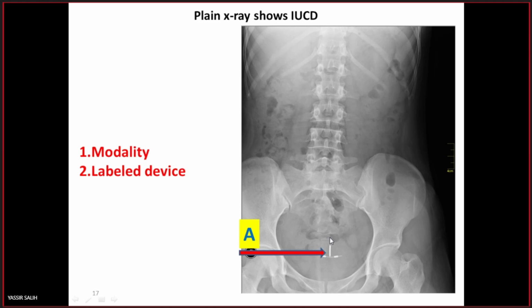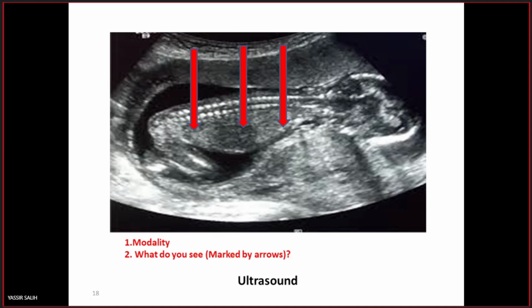Give the name of the labeled device. IUCD. IUCD is intrauterine contraceptive device. The imaging modality? Ultrasound. What do you see, or give the name of the mark?